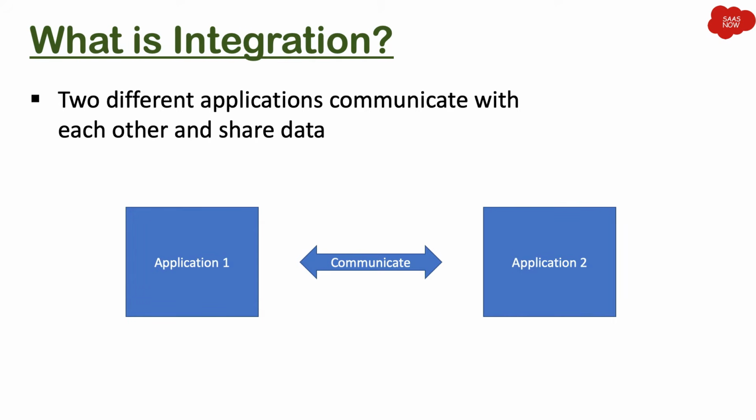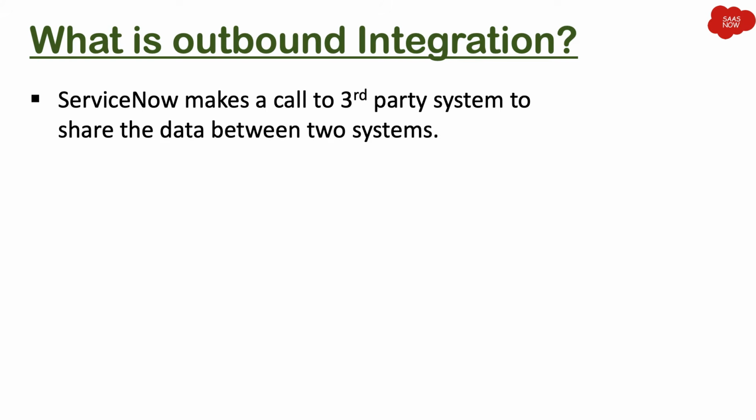That means application 1 needs some data from application 2. In order to do that, we have to communicate. These two applications have to communicate with each other so that they can share the data. Integrations are basically two types: outbound integration and inbound integration.